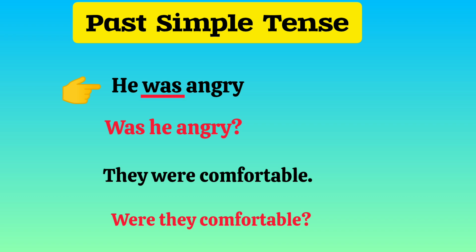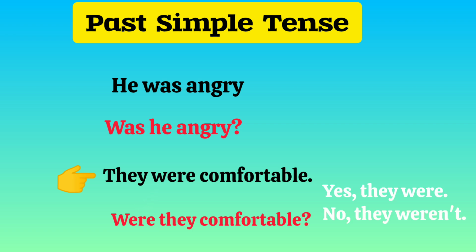It's quite easy. All you have to do to turn this into a question is to switch the order of the first two words. Was he angry? The answer could be yes, he was, or no, he wasn't. The next one, they were comfortable. Now again we have the first two words, they were. Now change it into a question. It will be were they? Were they comfortable? And the answer could be yes, they were, or no, they weren't.